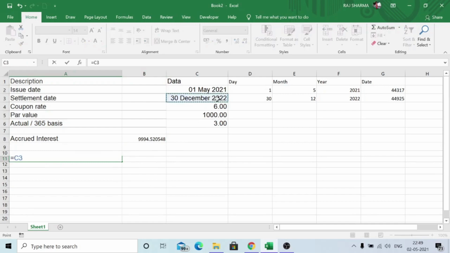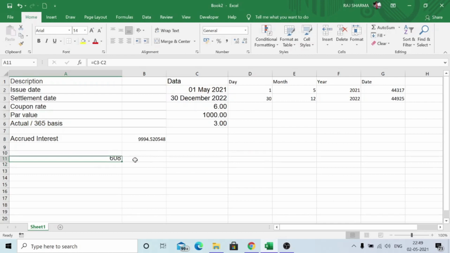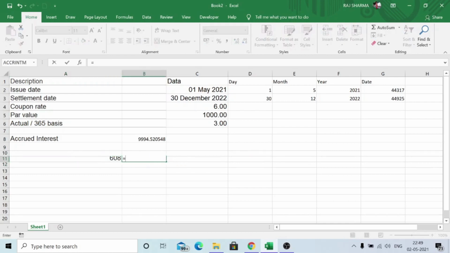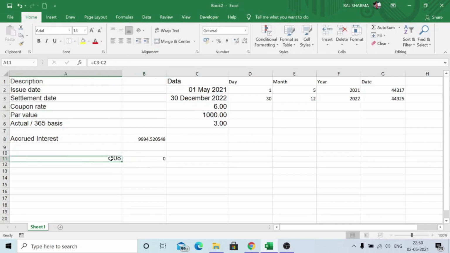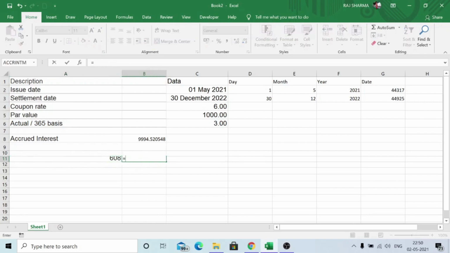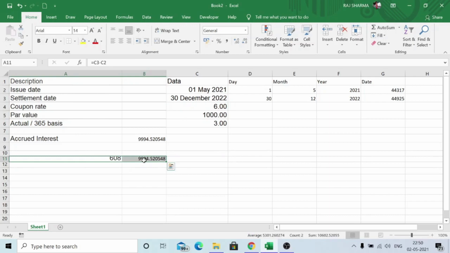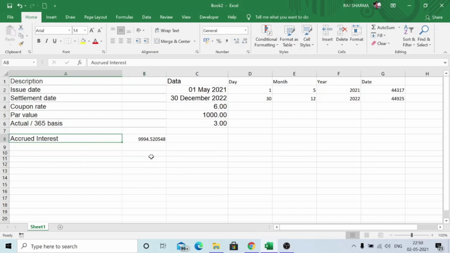If you wish to check this formula, then you can simply work it out. So the number of days will be this minus this, it gives us 608 days, and you can simply calculate in a normal way. So amount multiplied by interest rate multiplied by number of days divided by 365, it gives you the same amount. So that's how you can check that this formula is the right one.